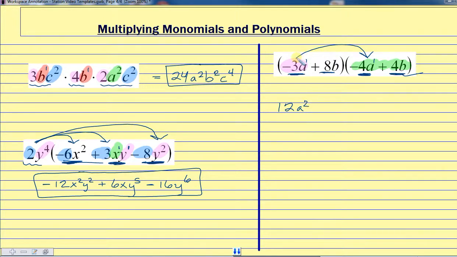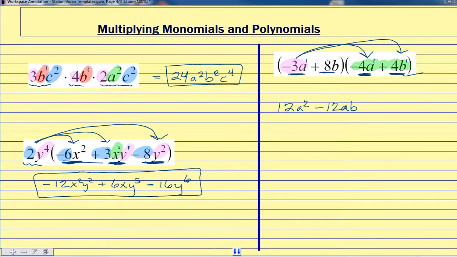Now we're going to distribute negative 3a to the other term. We have to distribute it to both terms. So now it's getting multiplied to positive 4b. So negative 3 times positive 4 will give us negative 12. And we have an a to the 1 and a b to the 1. So that's just going to give us a to the 1, b to the 1, ab.